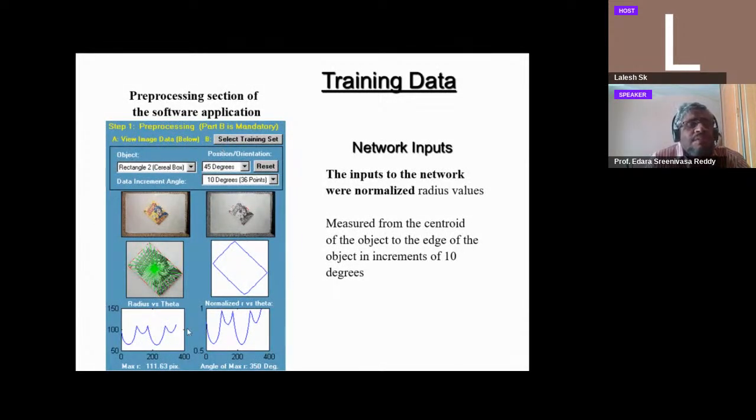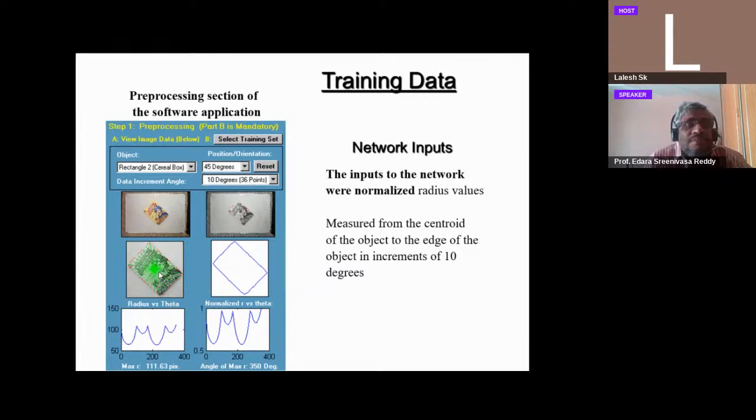Now we have a toolbox, a neural network toolbox. They have taken the toolbox. The input object is a rectangle. It is named as rectangle tool. Cereal box. Its position of incline is 45 degrees. We can also select the position. And slowly we are incrementing the angle by 10 degrees. So the inputs to the network were normalized radius values measured from the centroid of the object to the edge of the object in increments of 10 degrees. So initially we will measure the centroid of the object and the edge of the object. Then we can know the angle, and the angle is incremented by 10 degrees here.